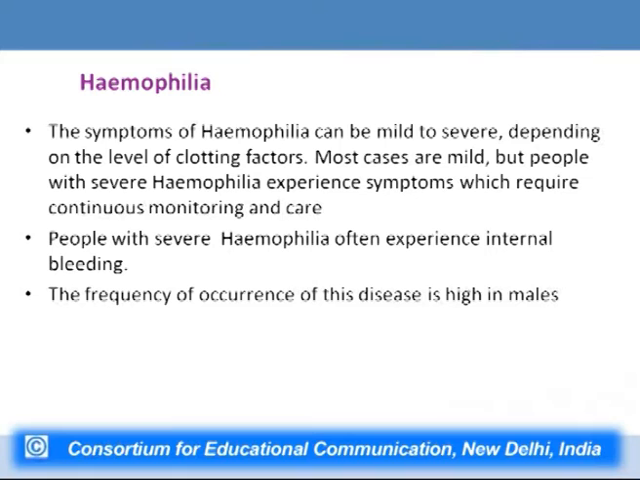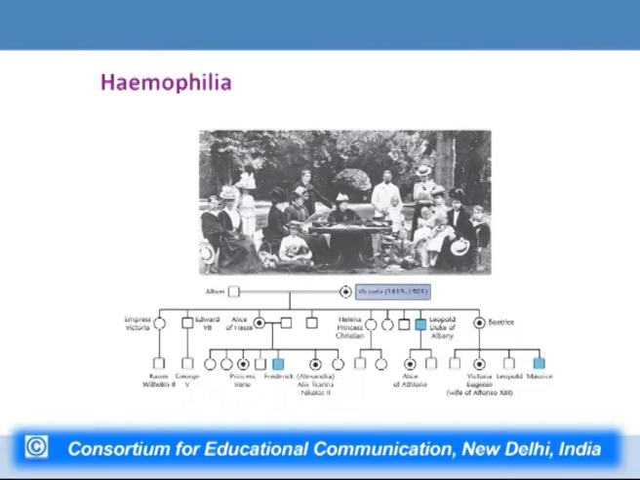This particular plate represents the inheritance of hemophilia in the royal family of Britain. Queen Victoria was the carrier for this particular disease. The mutation arose spontaneously in Queen Victoria, and it was passed on to various members of the royal family. The females were carriers, whereas males exhibited the hemophilia condition.